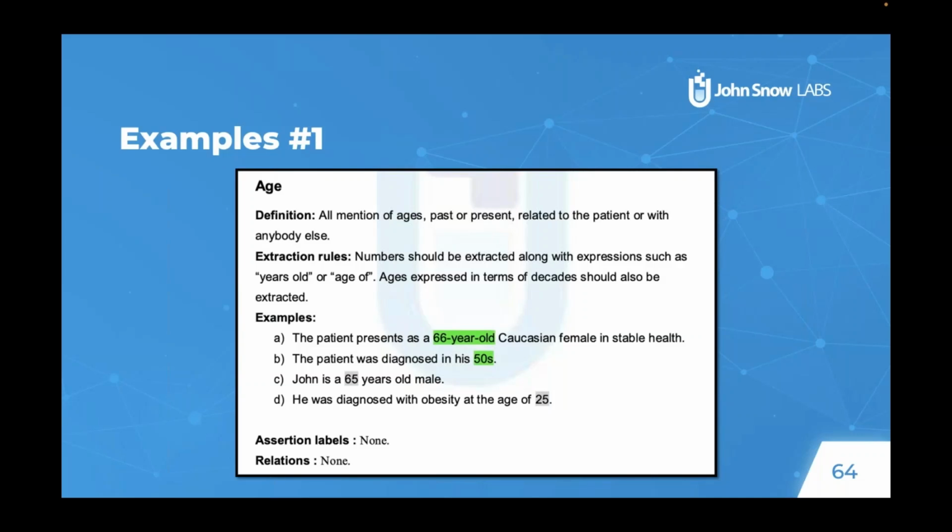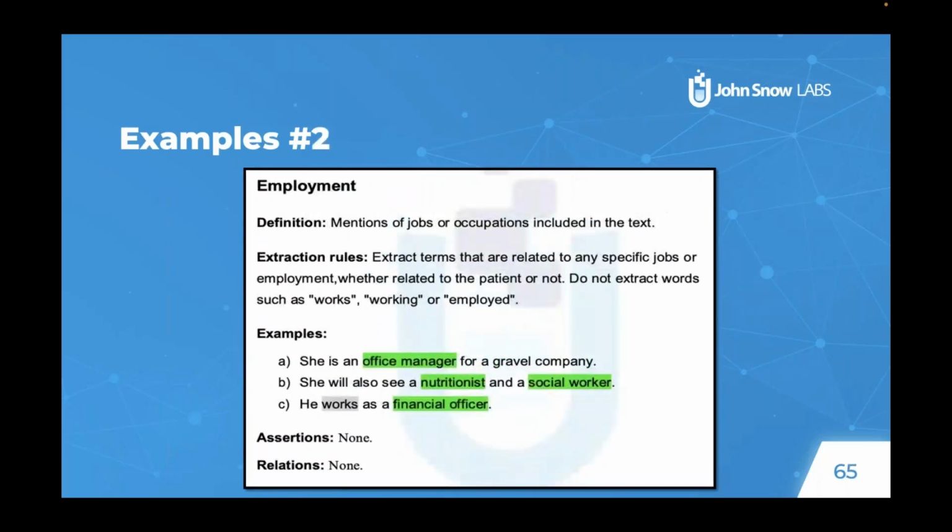So you don't extract only the number. You see, we have an example with green. That's the correct examples where we include the tokens year and old. And in the example B, we include the token S or the letter S. Examples C and D are wrong because years and old are not extracted. It's only the numbers that are extracted.